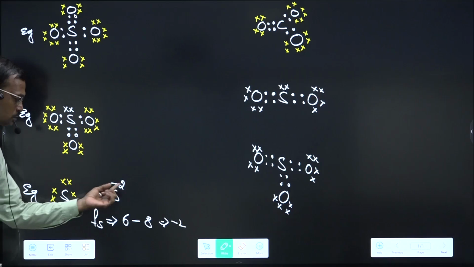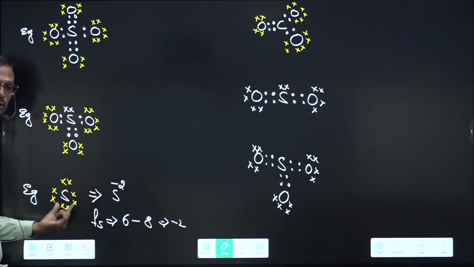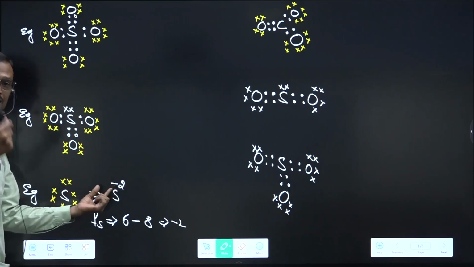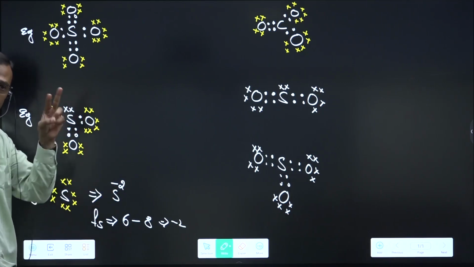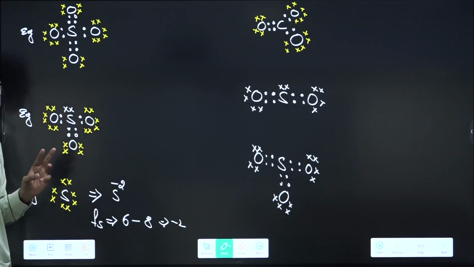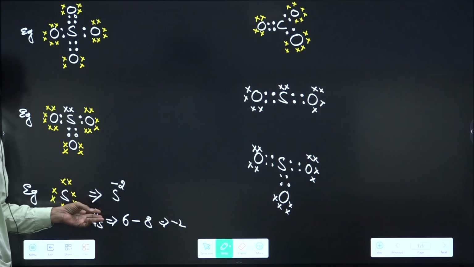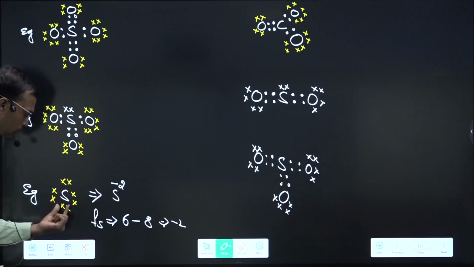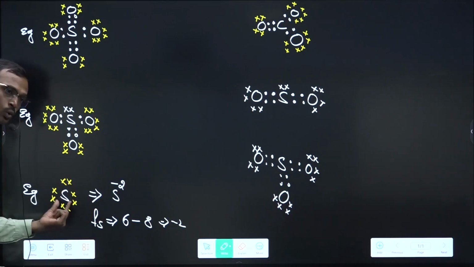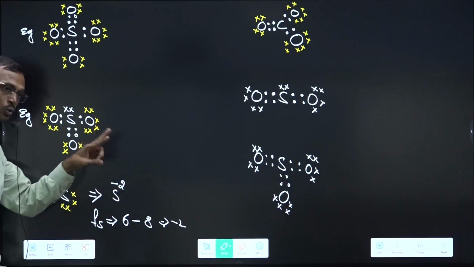If I read S minus 2, how many lone pairs? 4 lone pairs. Minus 2 means 2 extra. Minus 1 means 1 extra lone pair. Clear? So how many lone pairs are already present? 2. How many extra lone pairs? 2. That is the meaning.